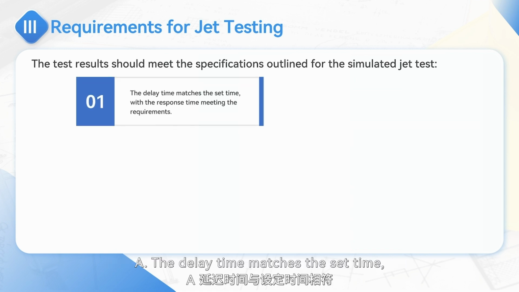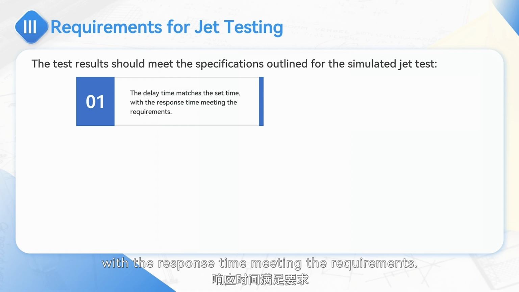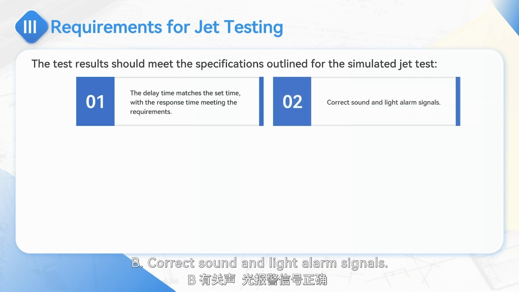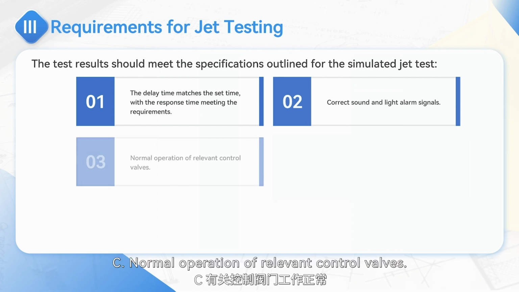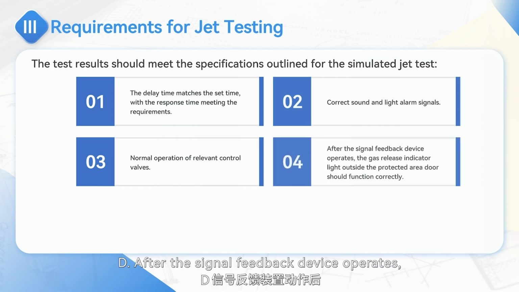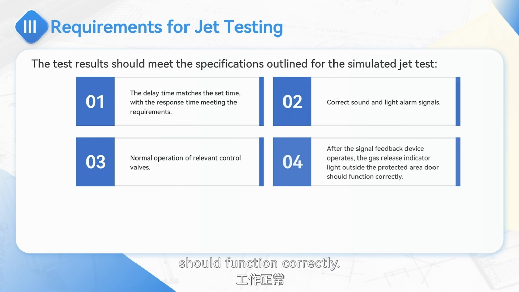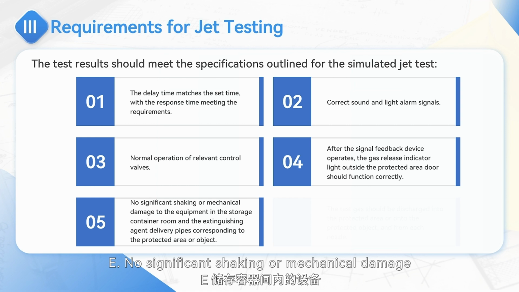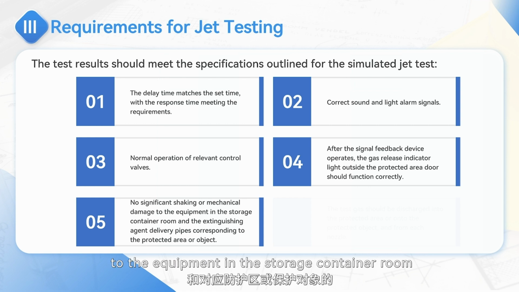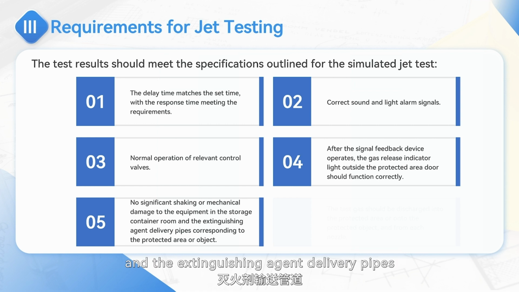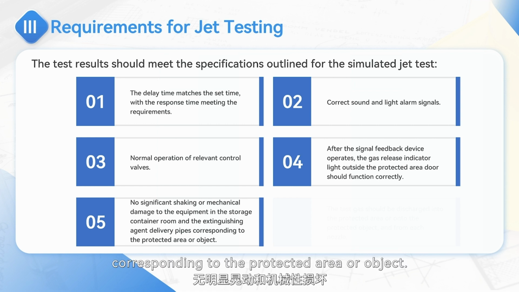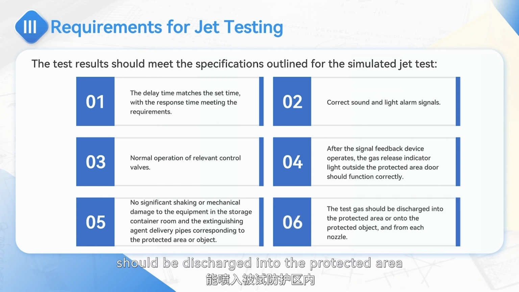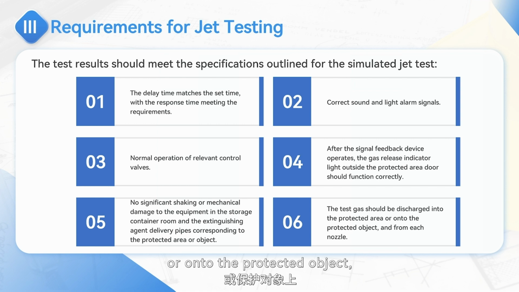A. The delay time matches the set time, with the response time meeting the requirements. B. Correct sound and light alarm signals. C. Normal operation of relevant control valves. D. After the signal feedback device operates, the gas release indicator light outside the protected area door should function correctly. E. No significant shaking or mechanical damage to the equipment in the storage container room and the extinguishing agent delivery pipes corresponding to the protected area or object. F. The test gas should be discharged into the protected area or onto the protected object, and from each nozzle.